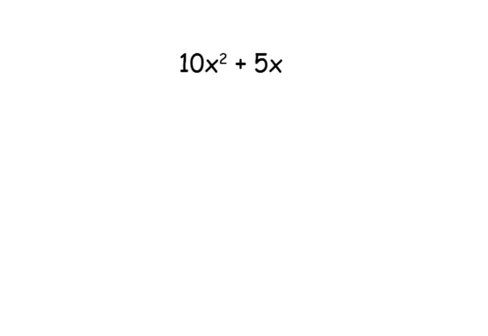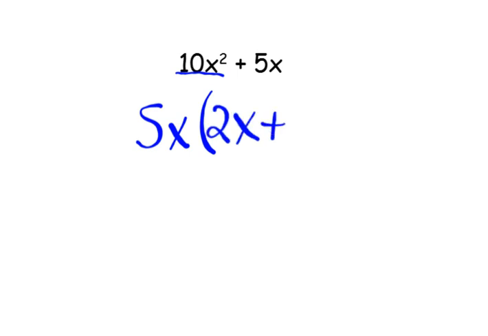Here we have 10x squared plus 5x. We look at the 10 and the 5, and we see they have a 5 in common. And then x squared and x have an x in common. So we're going to factor out a 5 and an x. So 10x squared divided by 5x is 2x, plus 5x divided by 5x is 1.